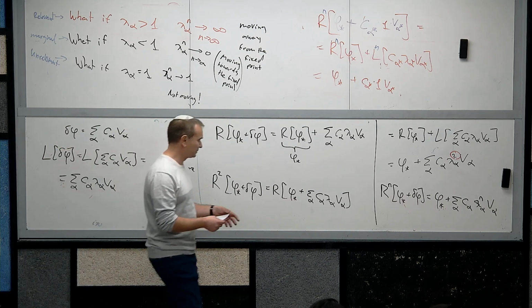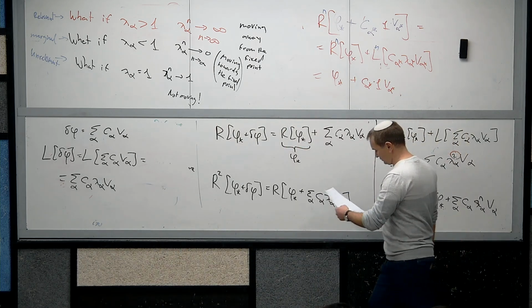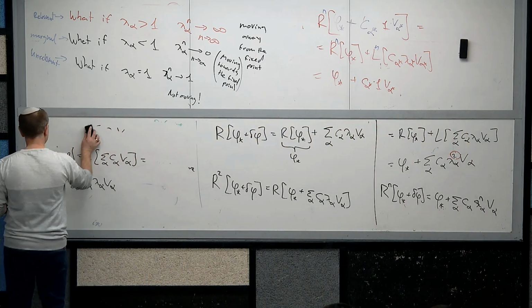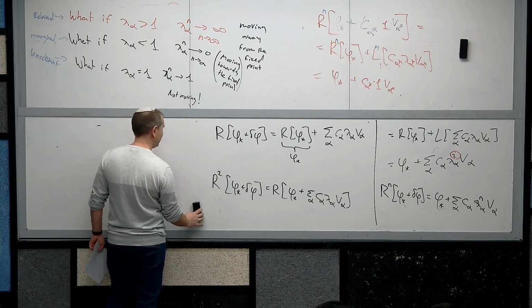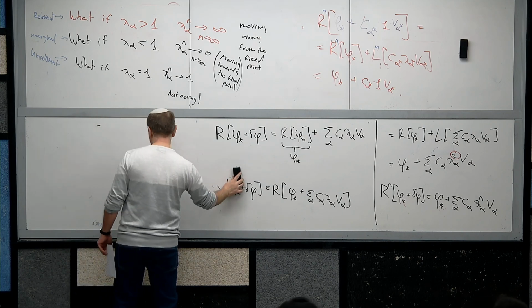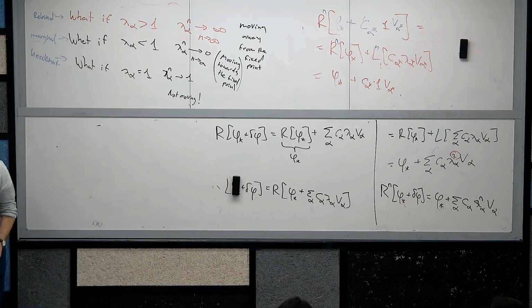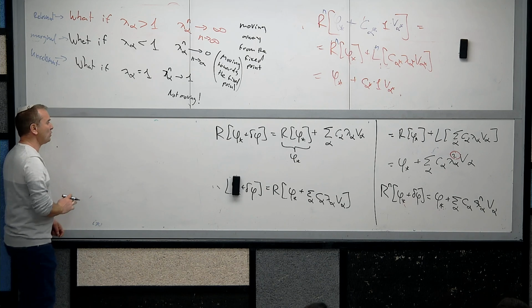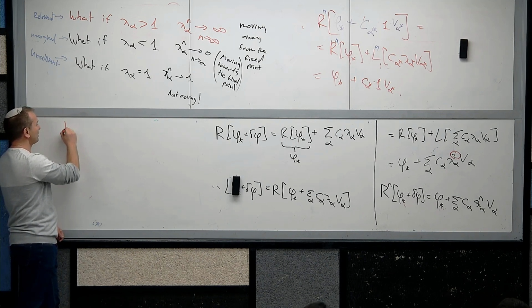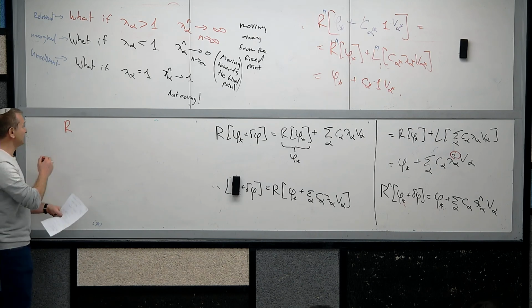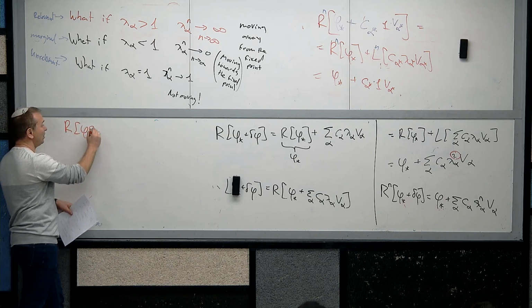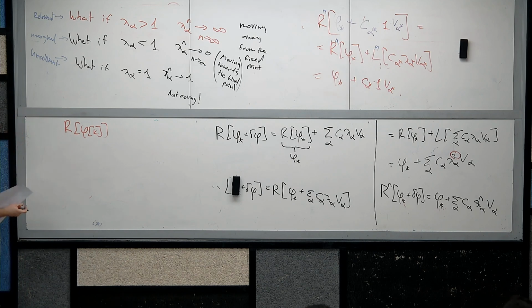Now, how do we know, at least in our case, that the RG is indeed linear? So what we know, over here, is that R applied to P of K.